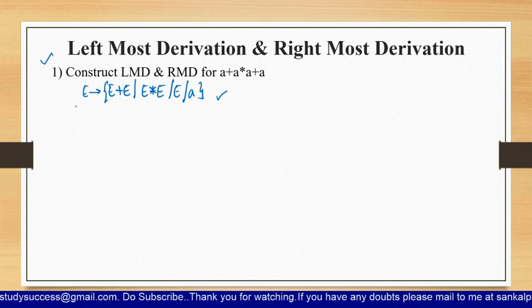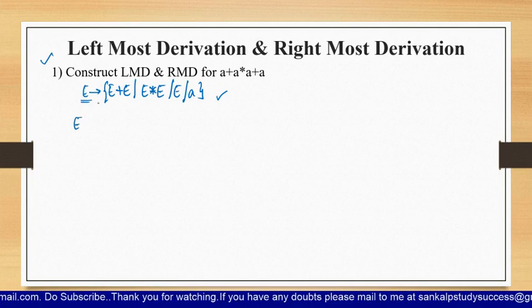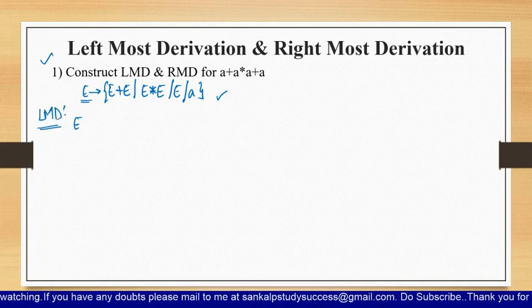Now here our string starts with capital E, right? That means our context free grammar starts with capital E. So you need to first derive this expression and then we are going to draw the derivation tree if it is asked in the question. Here it is asked only the leftmost derivation and the rightmost derivation, so there is no need to draw the derivation tree here. Now let us solve it for leftmost derivation. Okay, first we'll solve it for left and then we'll solve it for right.